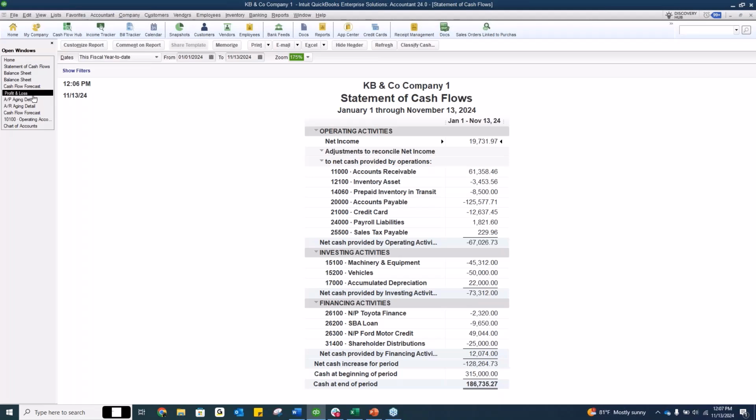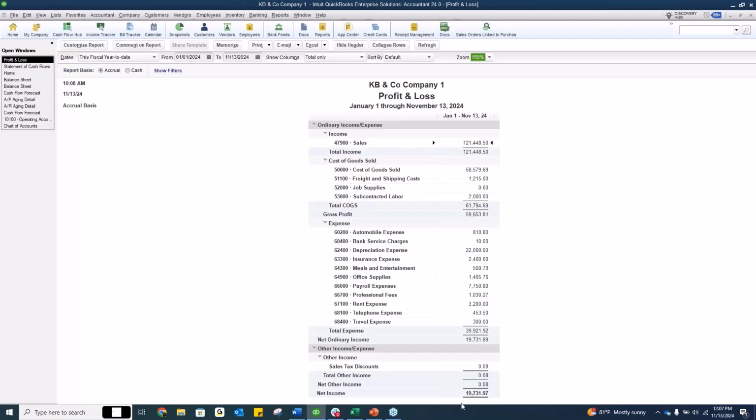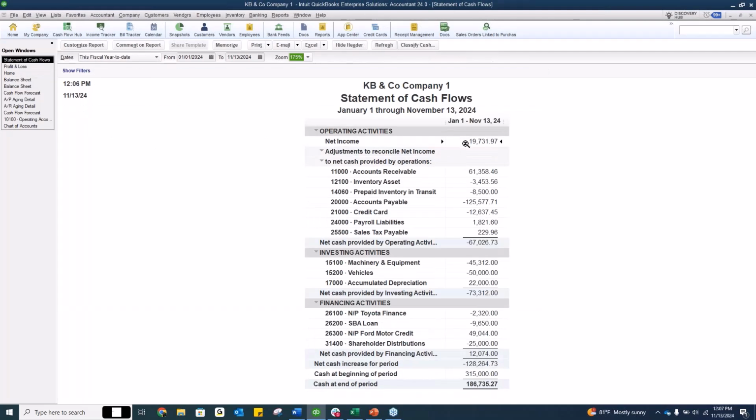In our profit and loss, we have a profit, net income of $19,731.97, and that's exactly where the cash flow is pulling that number from. This $19,000 in net income is going to add to cash. So we're going to start out with a positive number at the top of our cash flow statement. If we had shown a loss, that number would be a negative on our cash flow statement.